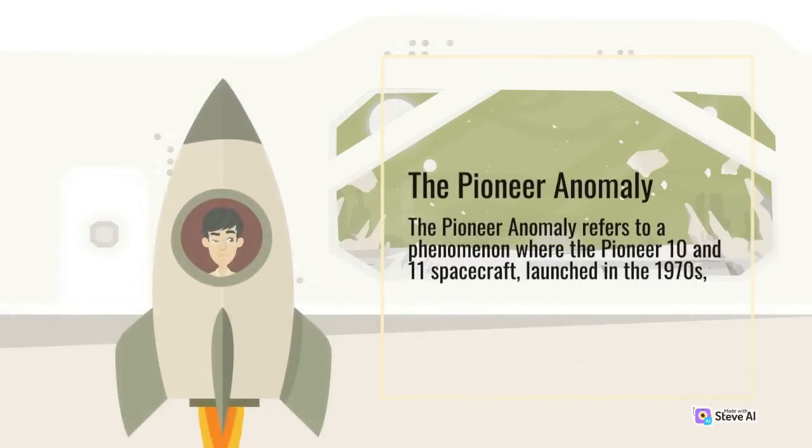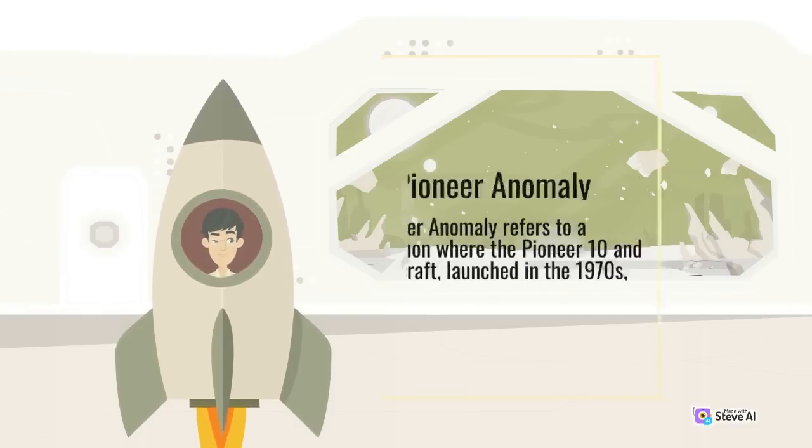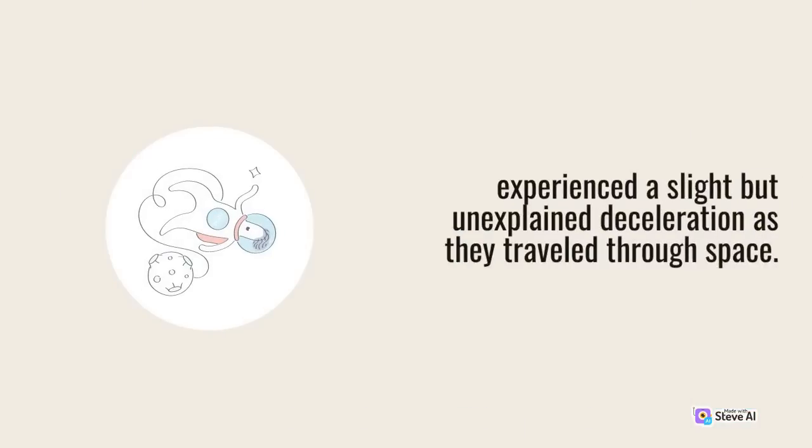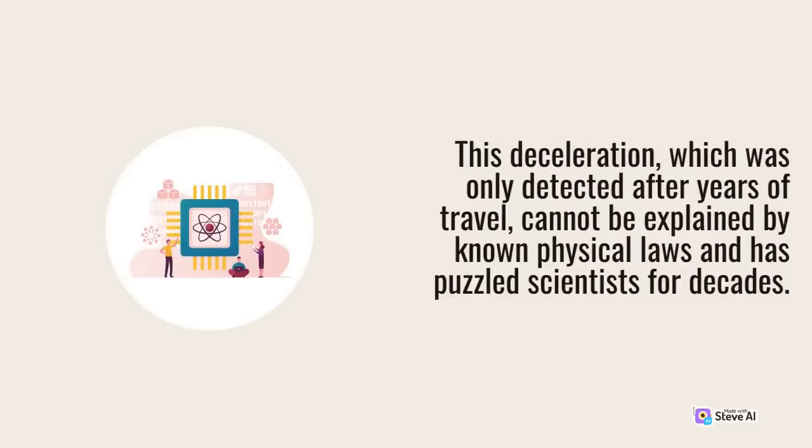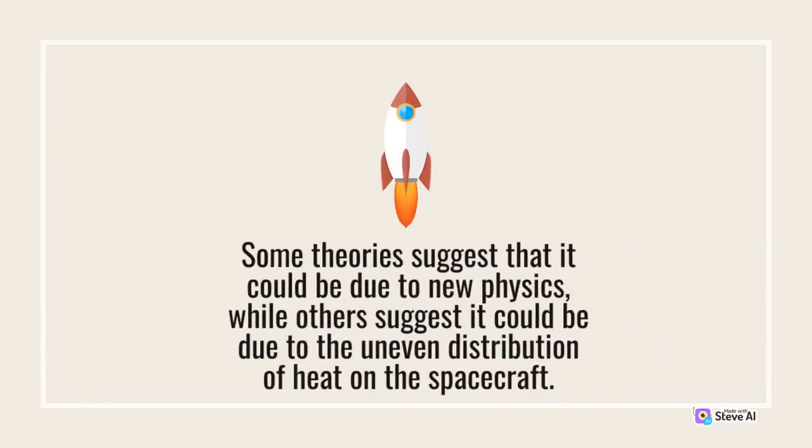The Pioneer Anomaly. The Pioneer Anomaly refers to a phenomenon where the Pioneer 10 and 11 spacecraft, launched in the 1970s, experienced a slight but unexplained deceleration as they traveled through space. This deceleration, which was only detected after years of travel, cannot be explained by known physical laws and has puzzled scientists for decades. Some theories suggest that it could be due to new physics, while others suggest it could be due to the uneven distribution of heat on the spacecraft.